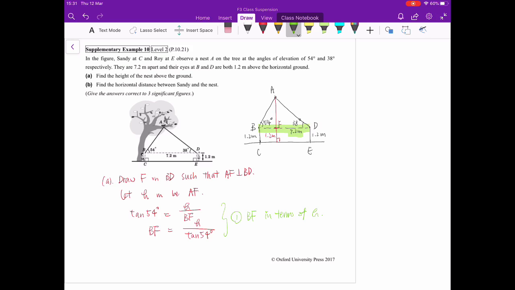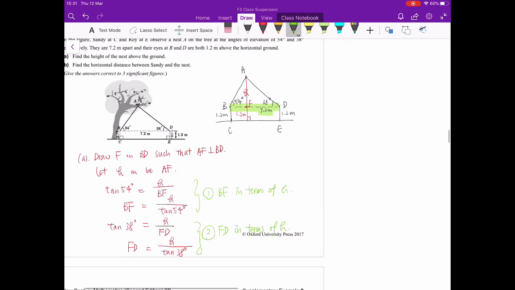And then the second step, we have to express the other part, FD, in terms of H. So tangent 48 degree equals H divided by FD. So this is FD, sorry, not 7.2. Therefore, FD equals H divided by tangent 48 degrees. So this is our second part. Using a similar way, you have to express FD in terms of H.